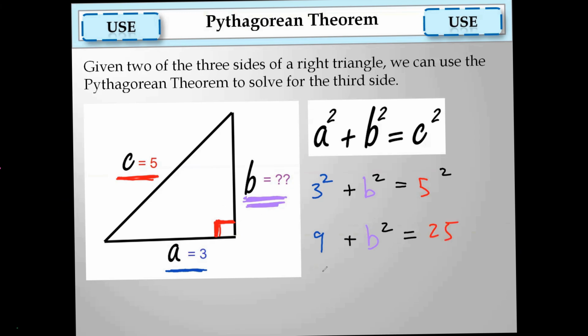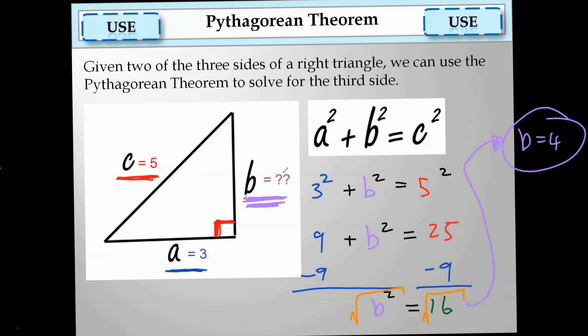Then we'll subtract 9 from both sides of our equation so that we'll have b squared is equal to 25 minus 9, which is 16. Then our last step is to square root both sides. So if we square root both sides, we'll end up with our b value equaling 4. So the missing height is 4 units. And that's the straightforward use of the Pythagorean theorem.